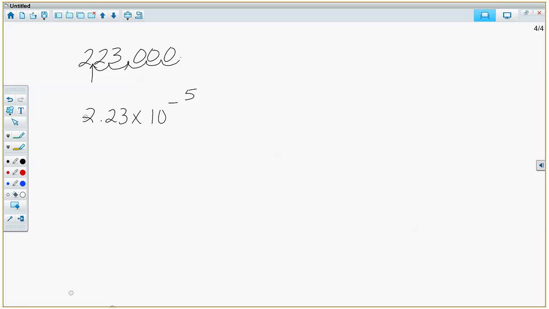Now, mentally, I'm going to put an M right here, meaning in our head. Which way do we move that decimal to get it back where it was? Right. So your answer is 2.23 times 10 to the 5th.